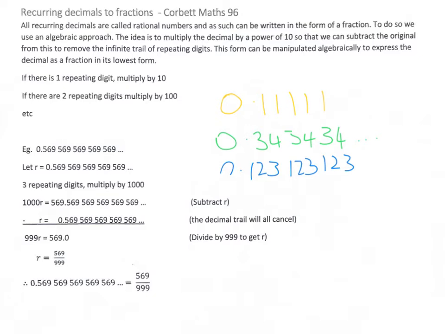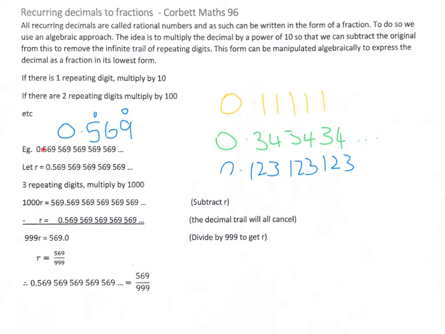So in this example, we can see that the decimal is 0.569 recurring. Now in dot notation, we could write that as 0.5 with a dot above it, 69 with a dot above the 9. There's a bit more on that later. What we need to do first is call this decimal R, for repeating or recurring decimal. Because there are three repeating digits, the 5, the 6 and the 9, repeating infinitely, we'll multiply by 1,000. So if we multiply R by 1,000, we get 1,000R.